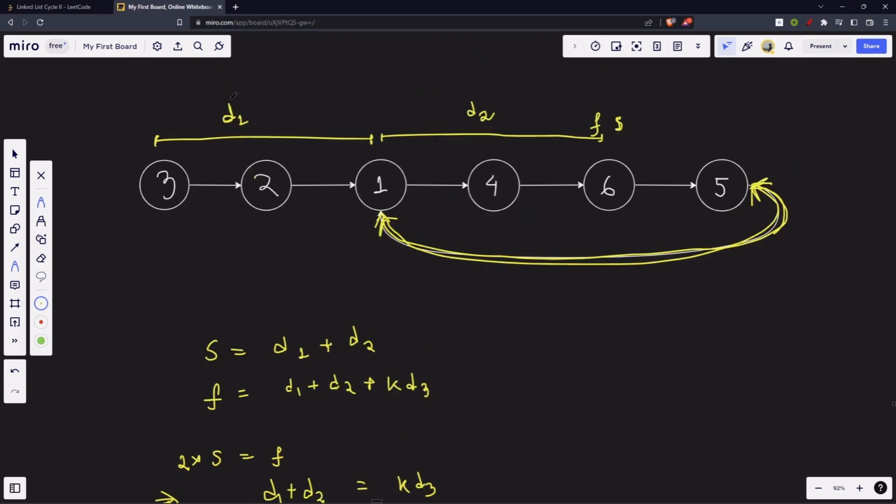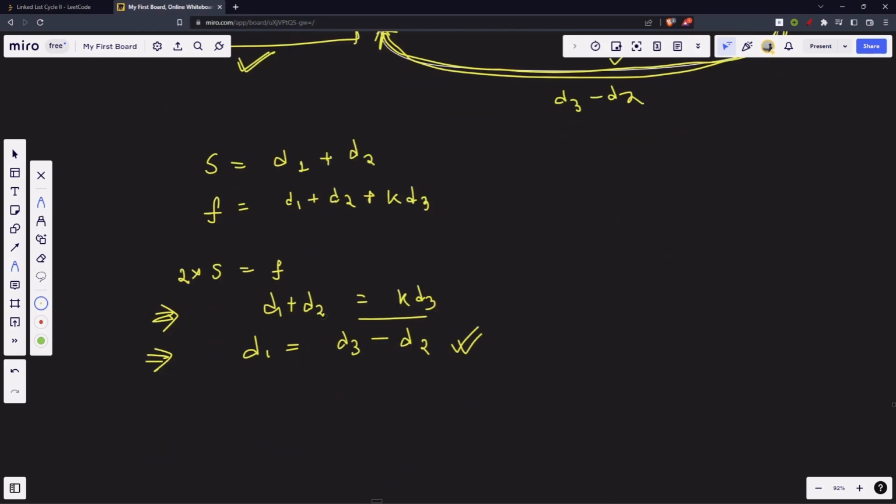This d1 distance is equal to this d3 minus d2. That means, from this area where our slow pointer is lying, this distance and this distance are equal, right? What does that mean? If we keep a pointer here, let's say n, and this slow pointer here, they both are lying at an equal distance from the start of our cycle. This is what it means.